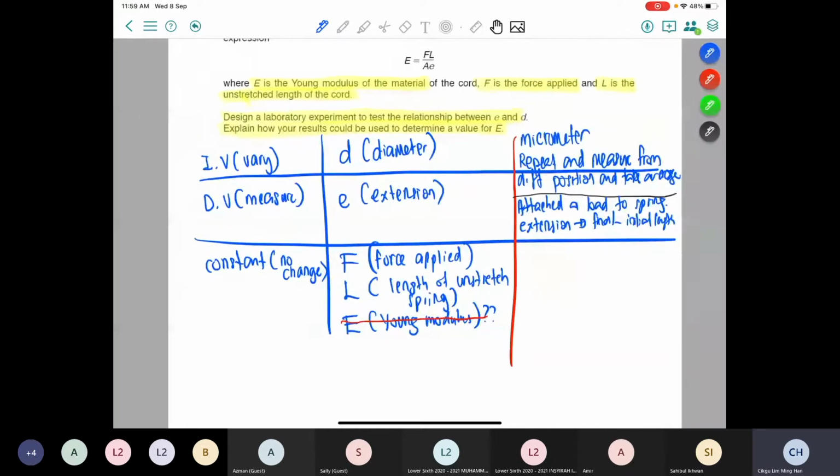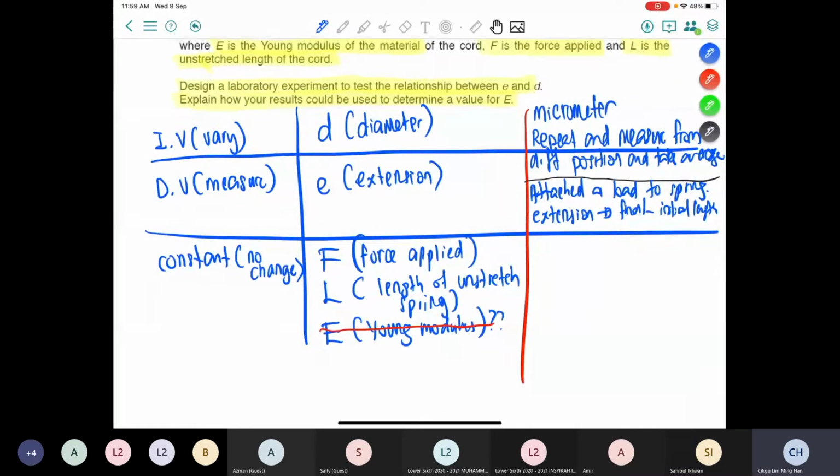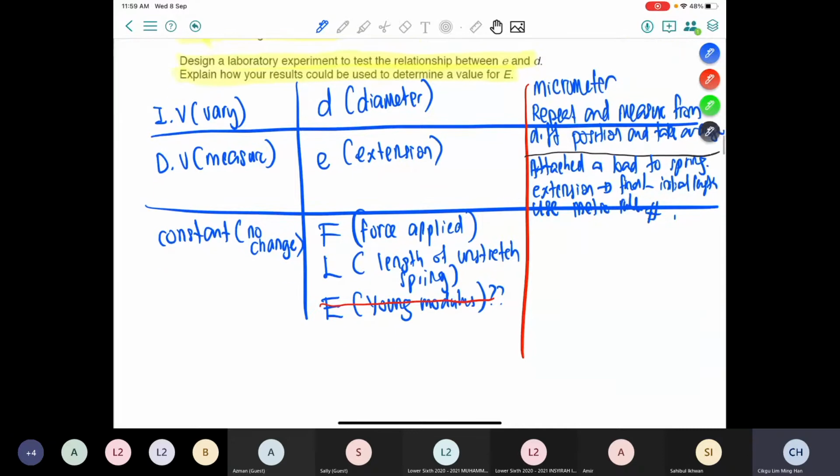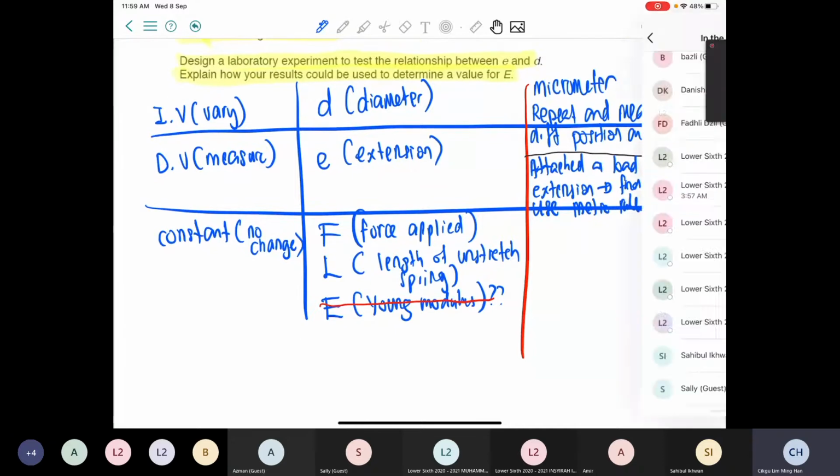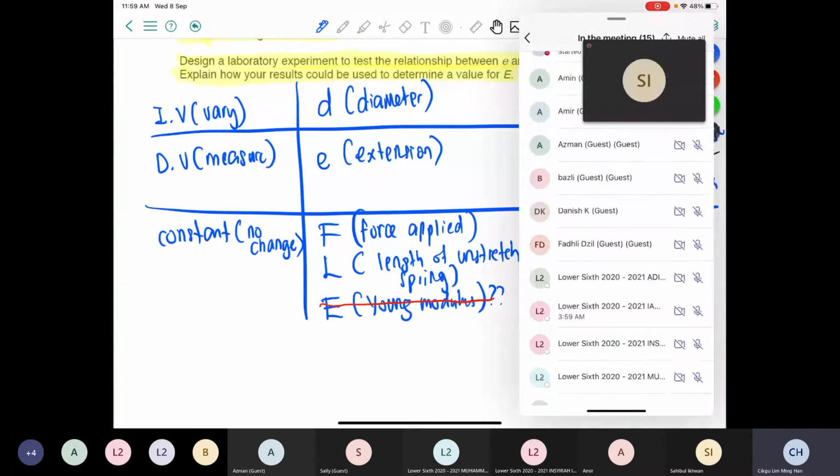That's all? I mean, how do you measure the final length and initial length? You need something, use a ruler. Use a ruler only. What is its name? Meter rule. Yeah, thank you. So this is good enough. All right, so let's come back to the front here.